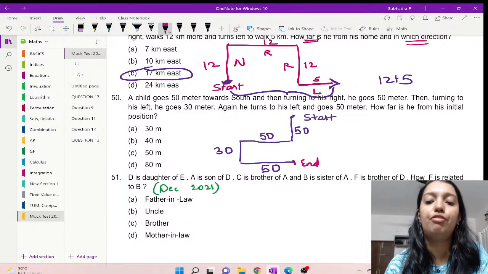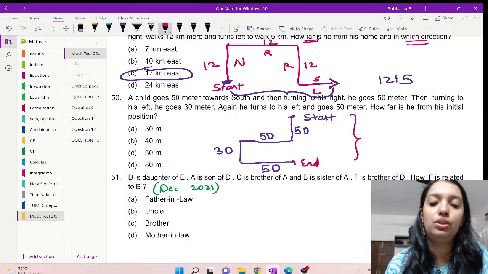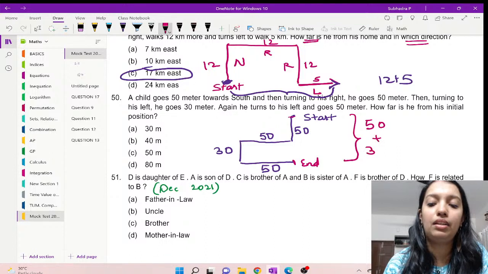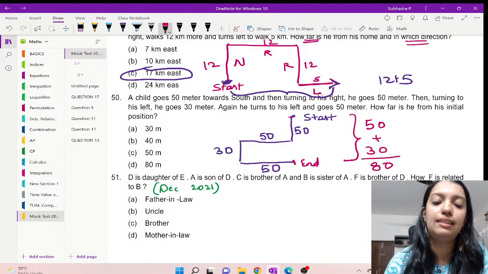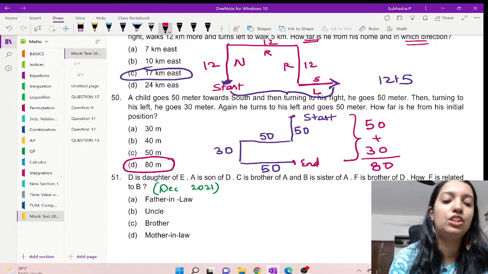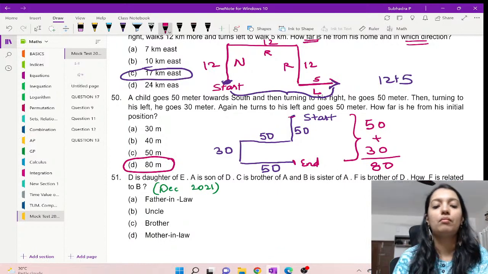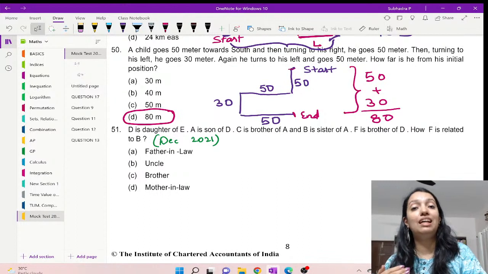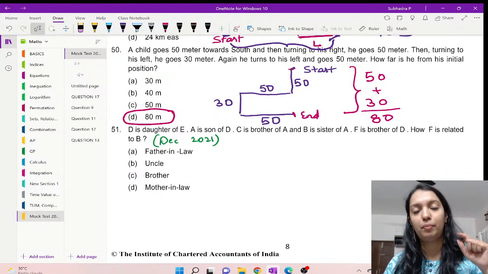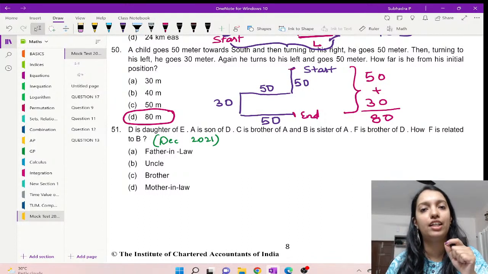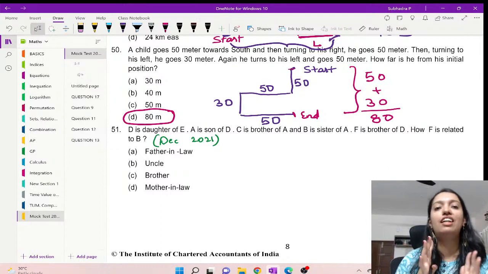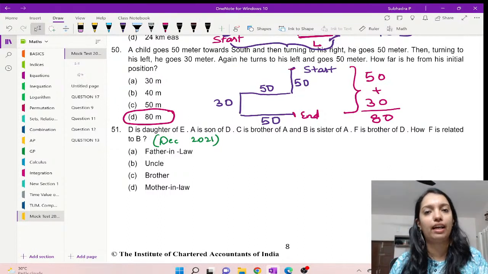How far is he from the initial point? So this total distance, starting 30, ending 30. So total distance is 80 meters, which is option D. Now we are done with direction sense test questions. Remember that for all the questions from the direction sense test chapter, you have to draw the direction diagrams. For every question, draw the diagram.